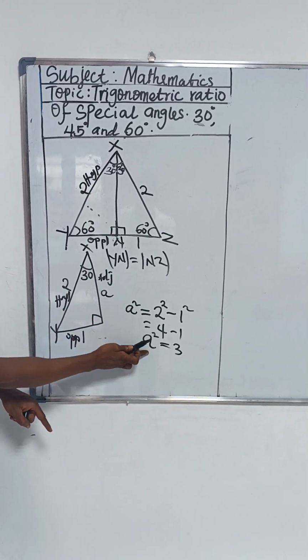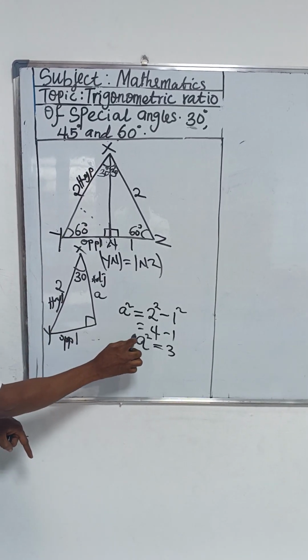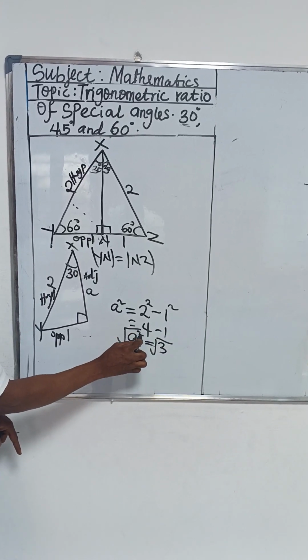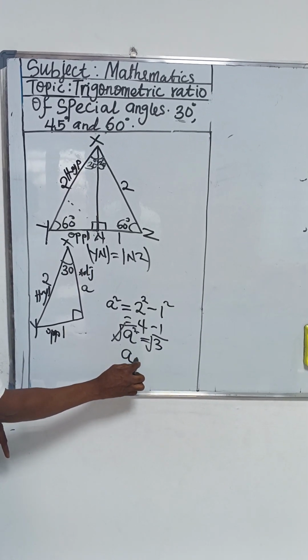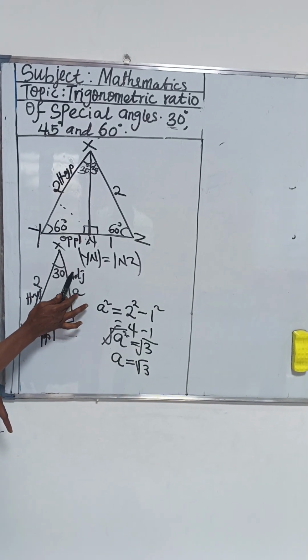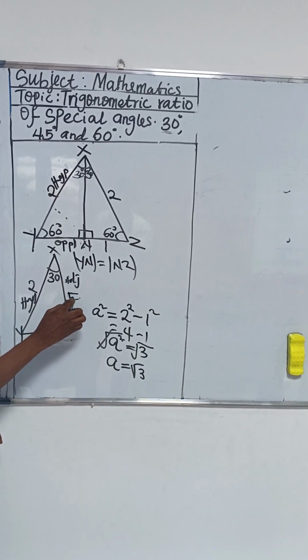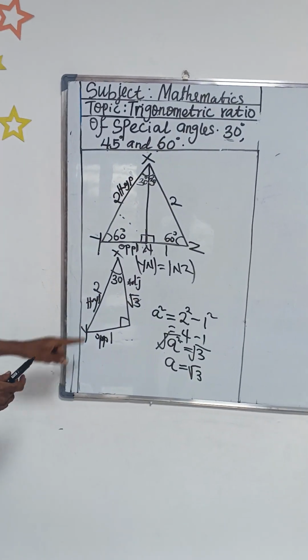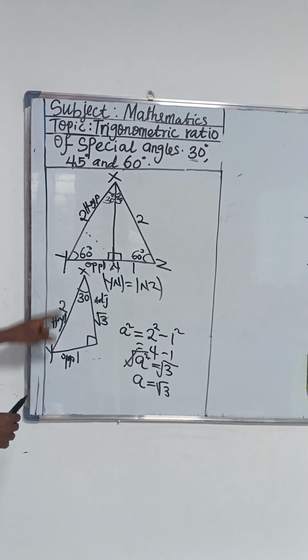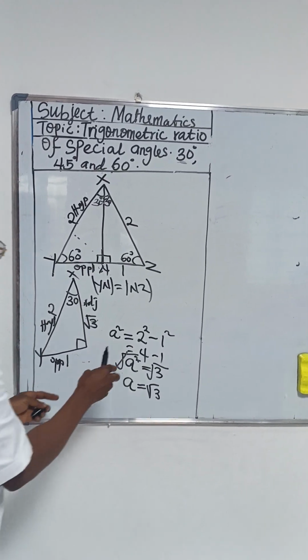But that is not what they asked us. They said A. So for us to remove the square, we add square root to both sides. Square cancels square root. We have A equal to root 3. Therefore, this adjacent side will be root 3. So now let us quickly look at sine 30, cos 30, and tan 30 degrees.